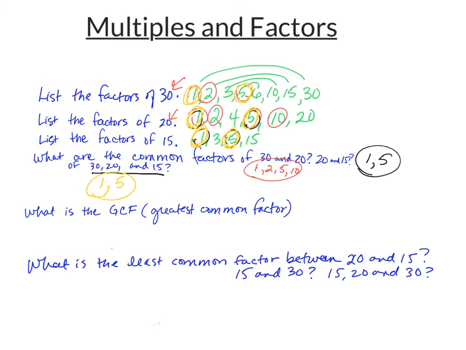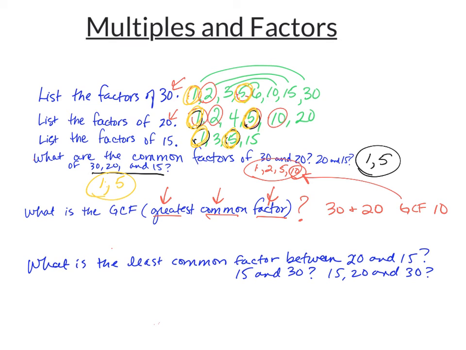So one of the common terms that we use in math is greatest common factor. And the greatest common factor is the greatest, the biggest factor that numbers have in common. The greatest common factor between 30 and 20 is 10. That is the largest number that goes into them evenly.